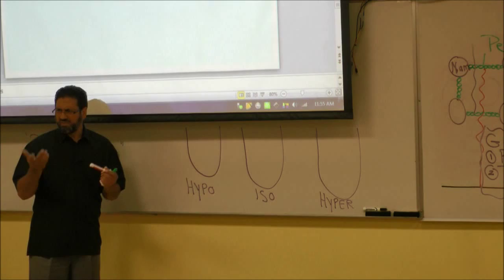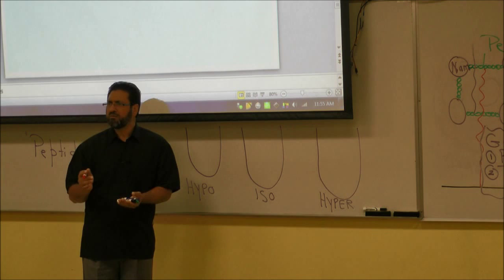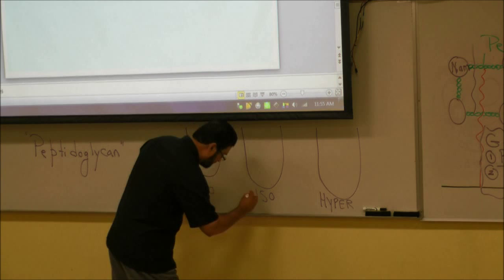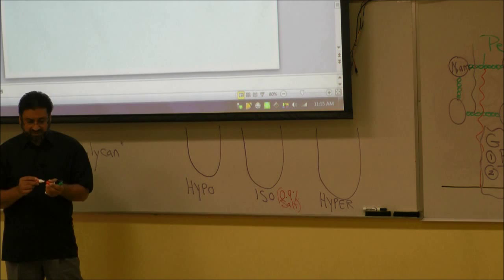All right. So in each cell, you're hypotonic. First of all, what is isotonic solution to most living cells? 0.9% salt. 0.85 to 0.9%. So isotonic is 0.9% salt. That is isotonic to most living cells.